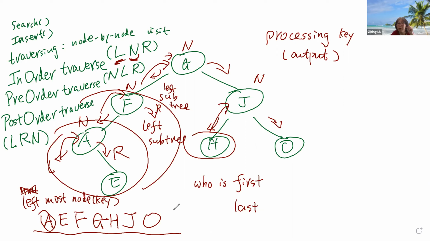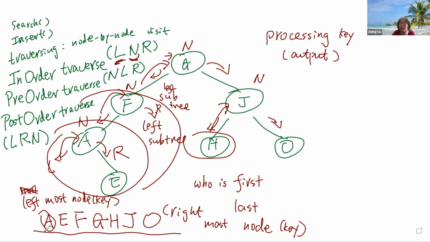And for O, it's what? It's the rightmost. And rightmost here is, yeah, the rightmost node. Rightmost node, is it? And also it's regarding its key, is it? So that's the output, is it?